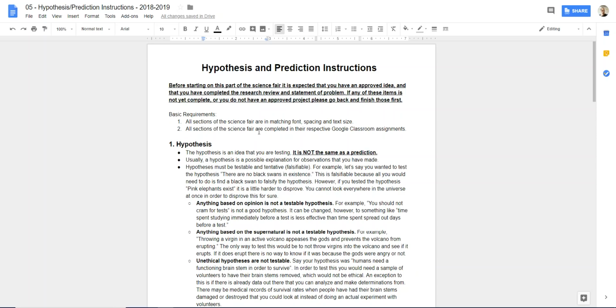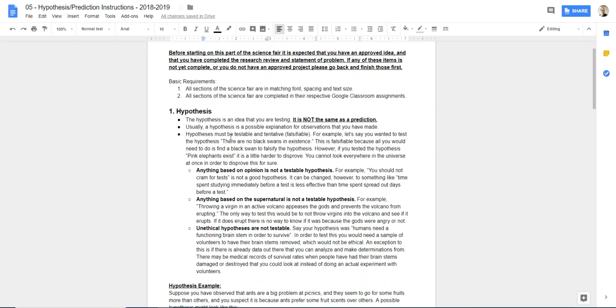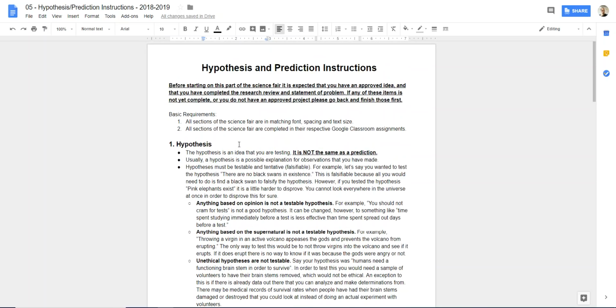The first thing that you should do is check the timeline and make sure that you have the deadline for these assignments put into your planner already. These two assignments should be able to be completed in just a few minutes if you have an approved idea. The hypothesis and procedure are not very long. So let's get into it.